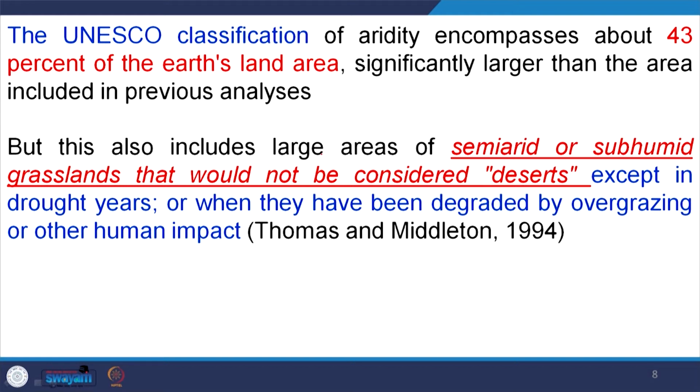But if you see the earlier classifications made by those gentlemen, 25 to 30% of the earth's area was coming under arid climate. Now this also includes large areas of subhumid glaciations that would be considered as deserts. There are cold deserts and hot deserts. Those deserts, except in drought areas or where they have been degraded by overgrazing or other human impact, are also included here. So, personally I think this UNESCO classification has to be modified.